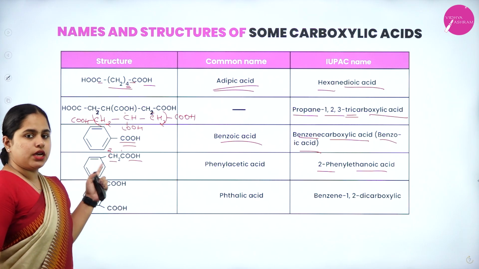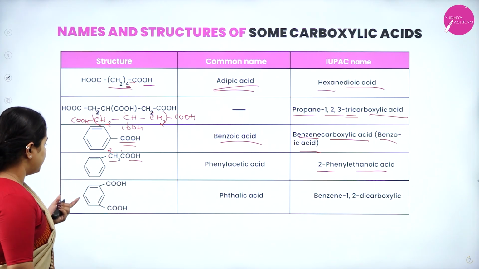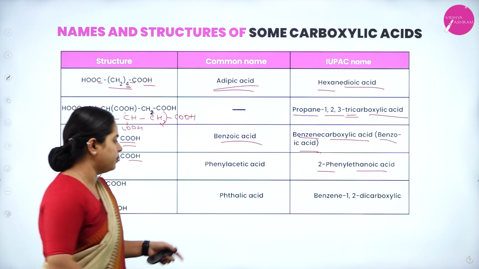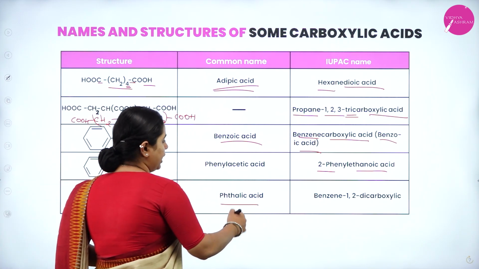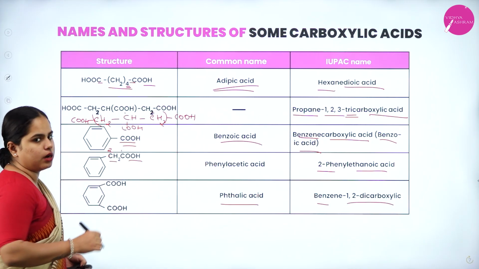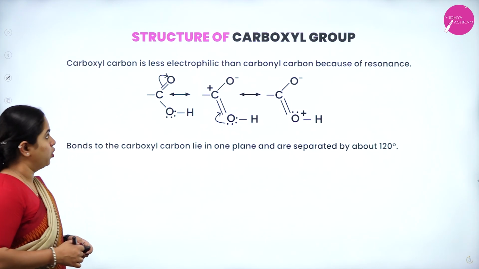So 2 carbon atoms are there in the principal chain, so the word root is eth, so it will be ethanoic acid. The next one is, on benzene you have two COOH, again it is a dioic acid. It is called phthalic acid, and it is benzene 1, 2 dicarboxylic acid. On the first and second carbon atom you are having them. Clear? Now moving on to the structure of the carboxyl group.